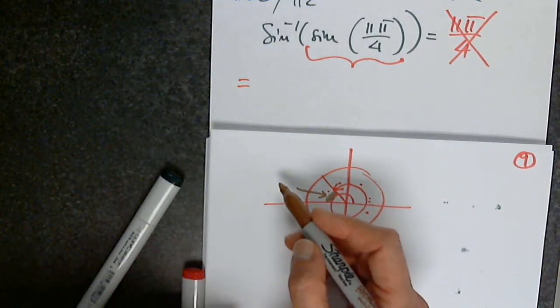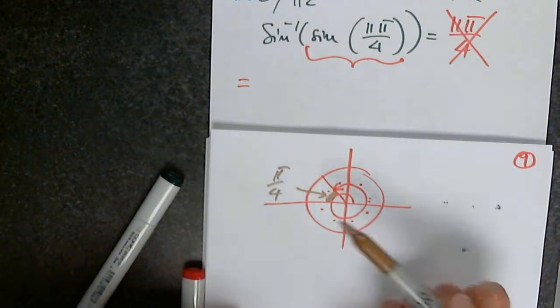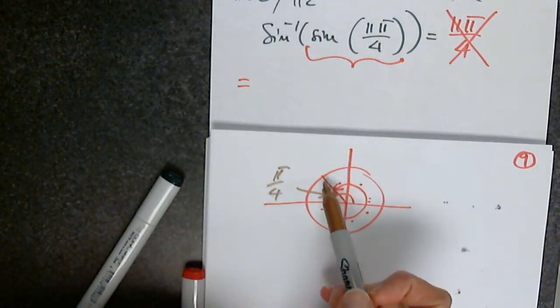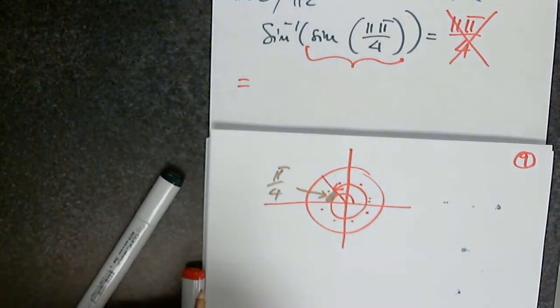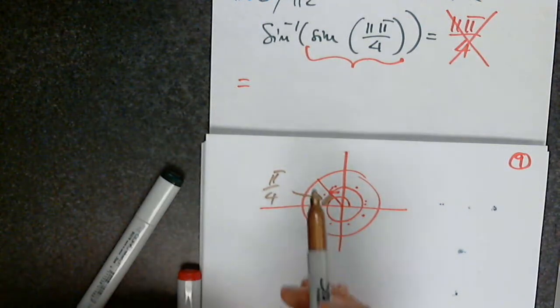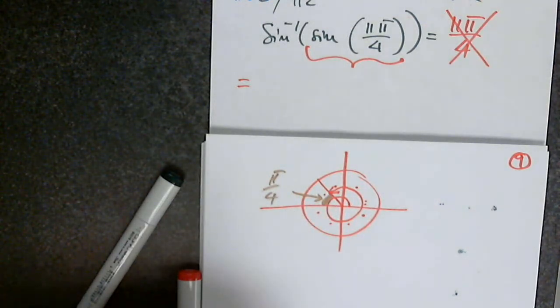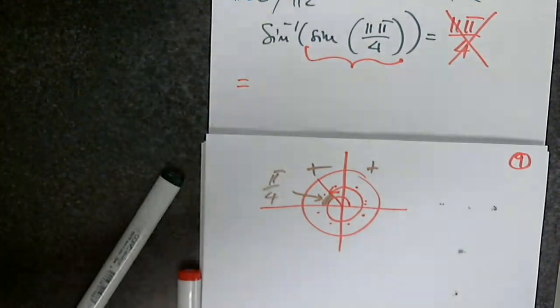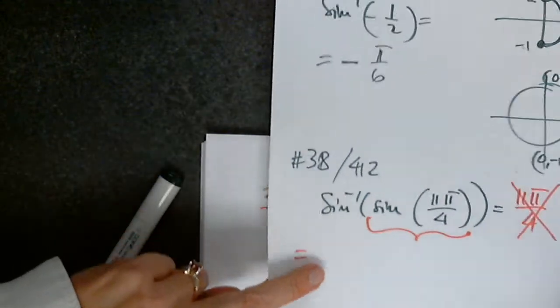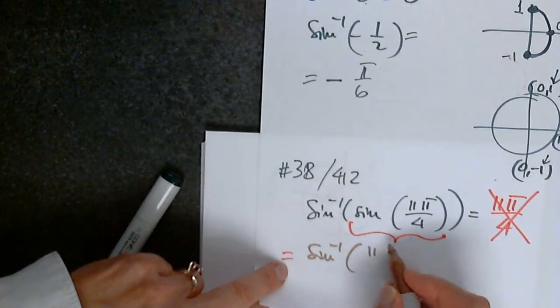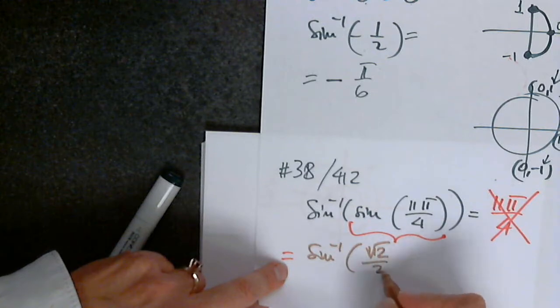How much is sine of pi over 4? Yes, the square root of 2 over 2. But what is the sign of sine in the second quadrant? Is the sign in front positive or negative? Oh, yes, it is positive. Sine is positive at the top and negative at the bottom. Good. So this is sine inverse of the square root of 2 over 2. Perfect.